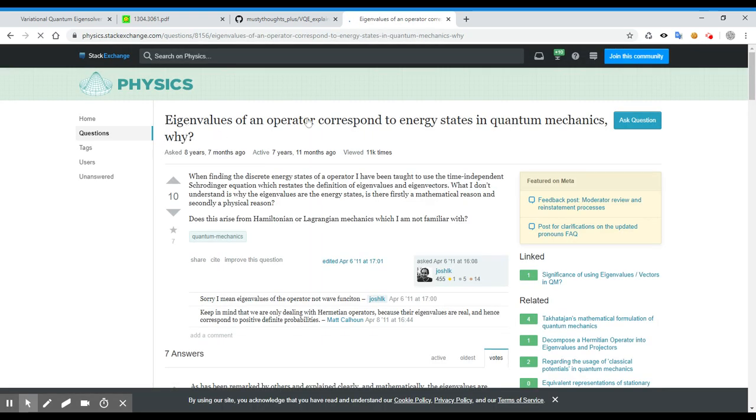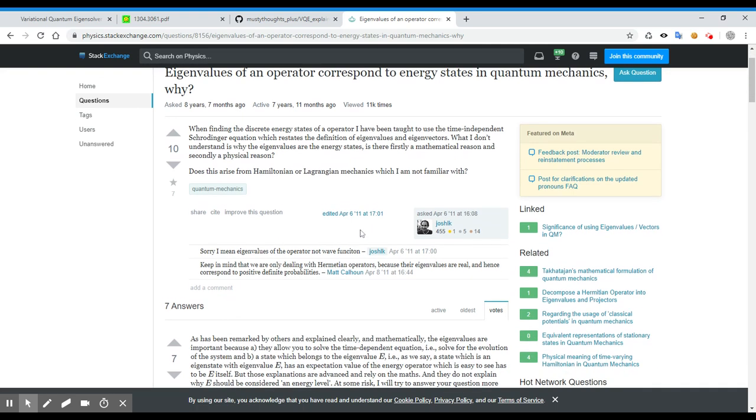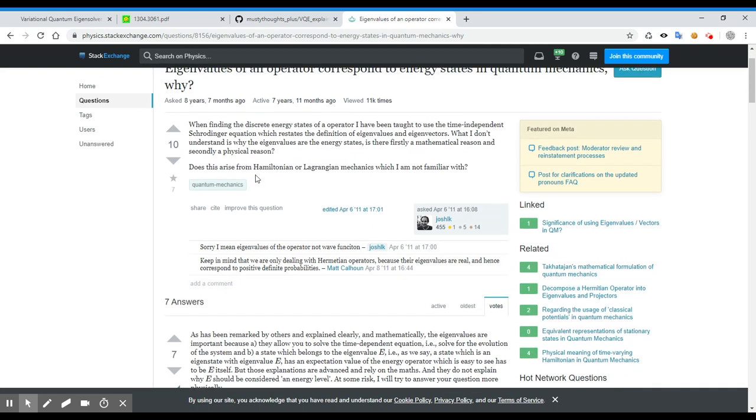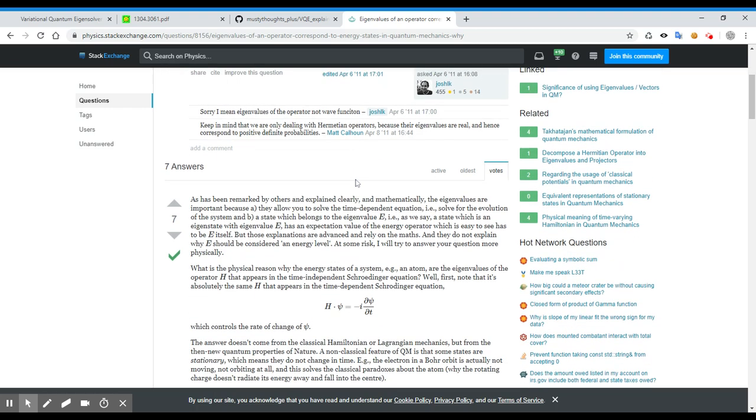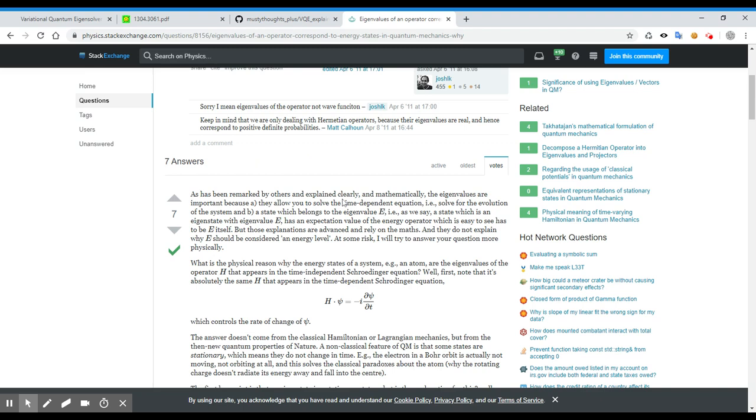Eigenvalues of an operator correspond to energy states in quantum mechanics. Why? When finding the discrete energy states of an operator, I have been taught to use the time-independent Schrödinger equation, which restates the definition of eigenvalues and eigenvectors. What I don't understand is why the eigenvalues are the energy states. Is there firstly a mathematical reason and secondly a physical reason? This is right from Hamiltonian or Lagrangian mechanics, which I am not familiar with. It has been remarked by others and explained clearly and mathematically.